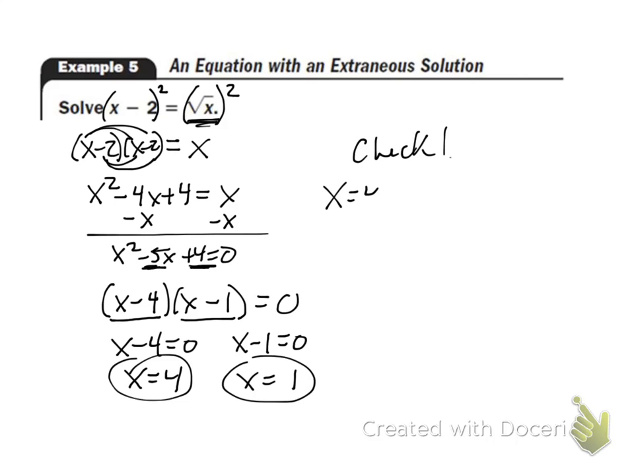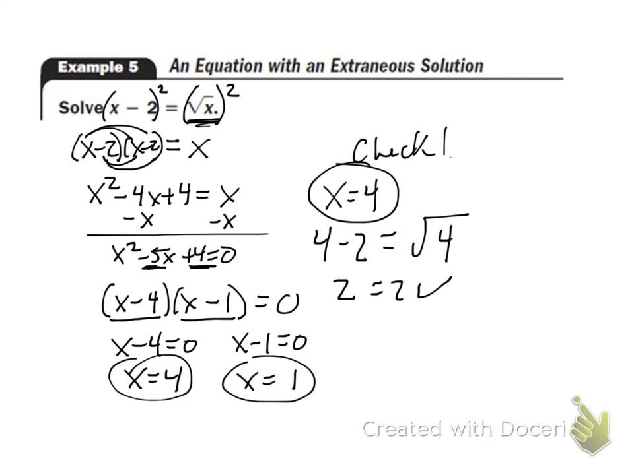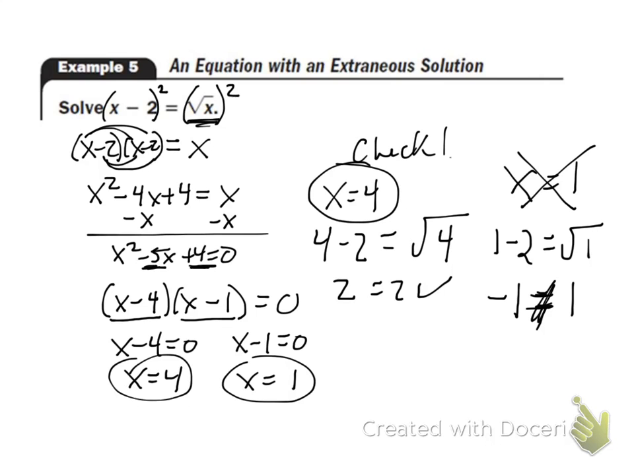If I check x equals 4 into the original, I'd get 4 minus 2 equals the square root of 4. Well, this is 2 equals 2. And, all right, x equals 4, looking good. If I try x equals 1, then I'd get 1 minus 2 equals the square root of 1. And 1 minus 2 is negative 1, but the square root of 1 is just positive 1. This is not true. That means this solution is actually not a solution.